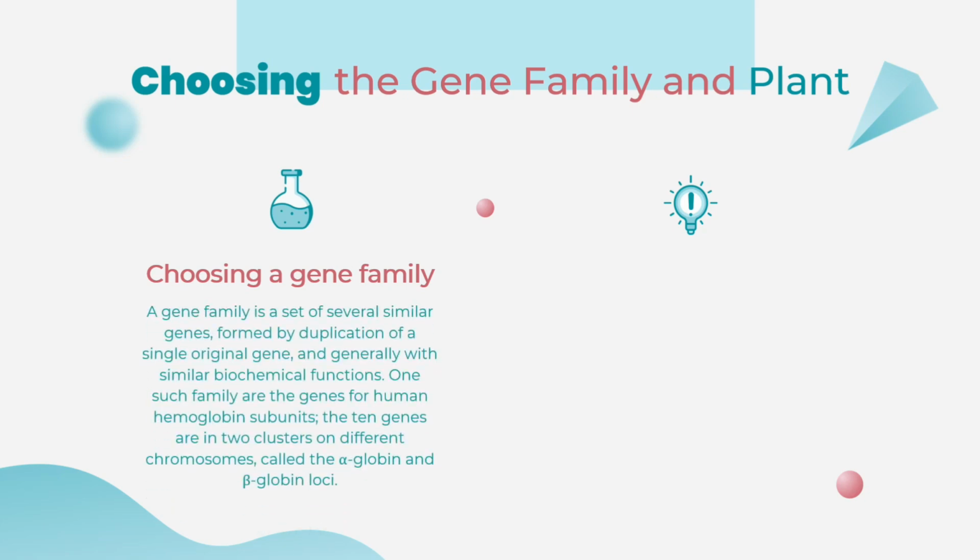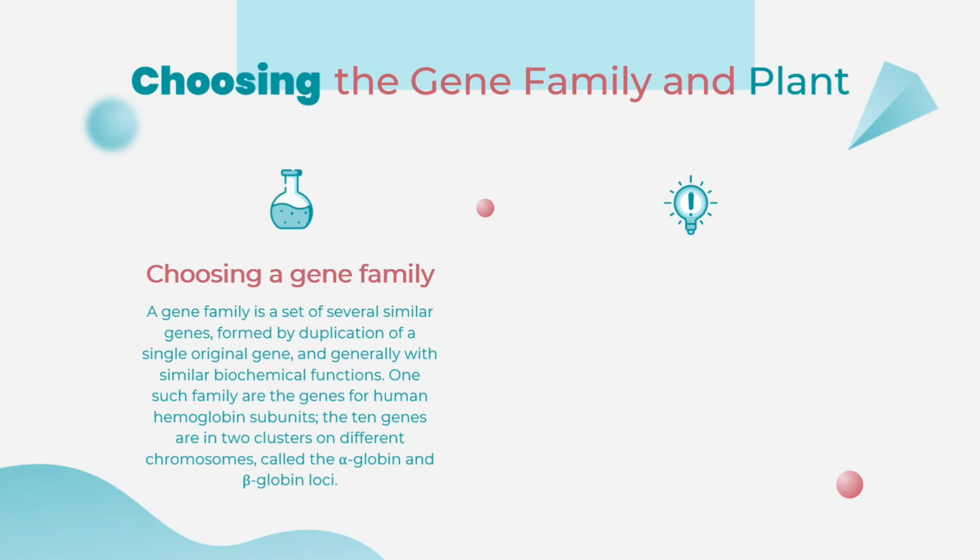A gene family is a set of several similar genes formed by duplication of a single original gene. For example, if we have a gene, we blast it against different homologs in plants, and we get the same genes by homolog identification. Generally, with the biochemical function as well, we can identify the homologs. One such family is the genes for human hemoglobin subunits. For example, the 10 genes are in two clusters on different chromosomes, called the alpha globin loci, and on the other side, the beta globin loci.